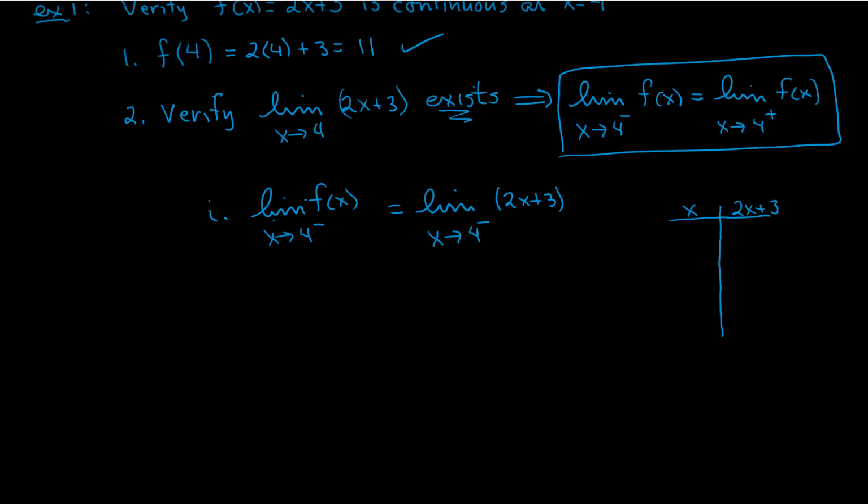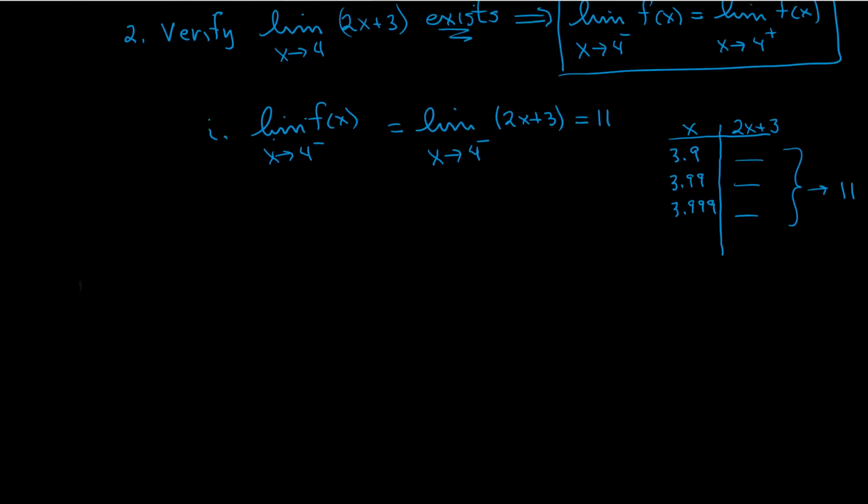Now remember, we're approaching 4 from the left-hand side, so that's going to give us values like 3.9, 3.99, 3.999. And as we get each of these values, what we're going to notice is these values are approaching 11. You can try this on your calculator. In fact, when it comes time to do the quiz, you're going to have to do this on your calculator and then copy it down. I'm just writing it like this to save a little time. Okay, so what winds up happening here is the left-hand limit equals 11.